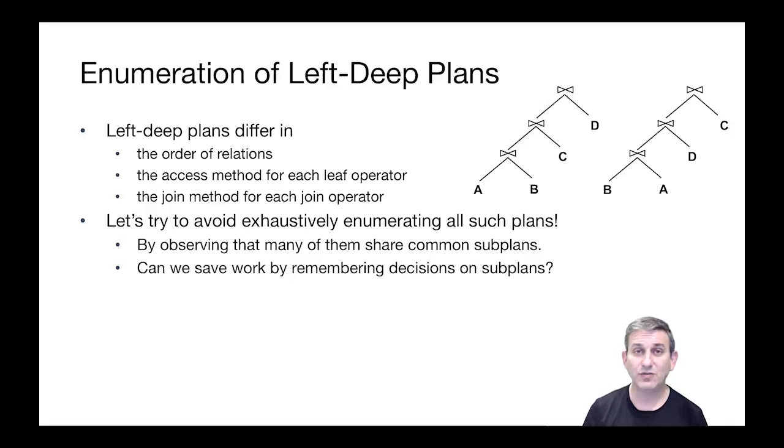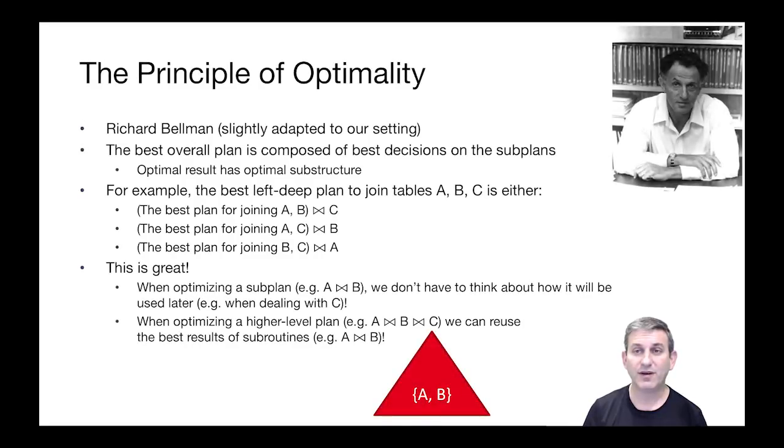So this brings us to one of the big ideas in computer science and in control theory as well, which is the principle of optimality, which was introduced by a guy named Richard Bellman back in the 1940s. And so I'm going to explain it here, slightly adapted to our setting of left deep query plans. And the basic idea is that the best overall plan to an optimization problem is composed of best decisions on the subplans. Another way to say that is the optimal result has optimal substructure.